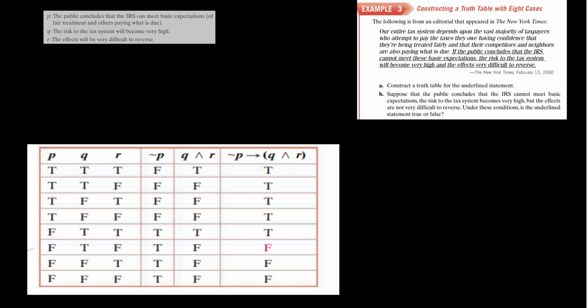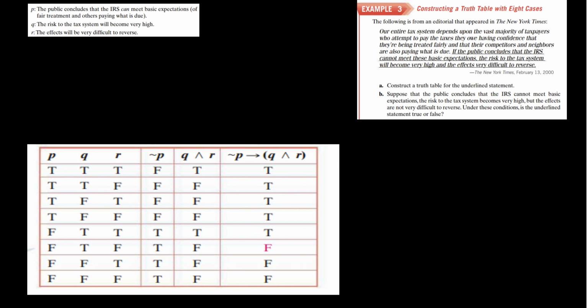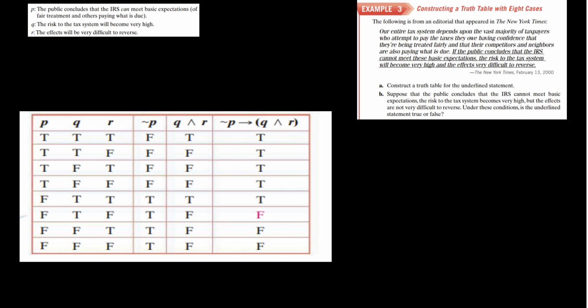Well, actually, what would be a lot cooler is if we actually read the problem. So let's actually read the problem before we proceed. The following is from an editorial that appeared in the New York Times. Our entire tax system depends upon the vast majority of taxpayers who attempt to pay the taxes they owe having confidence that they're being treated fairly and that their competitors and neighbors are also paying what is due. If the public concludes that the IRS cannot meet these basic expectations, the risk to the tax system will become very high and the effect very difficult to reverse. So part A is: construct a truth table for the underlying statement.